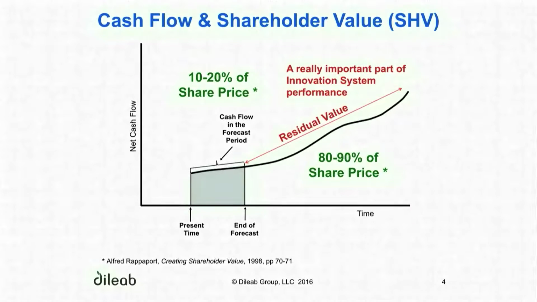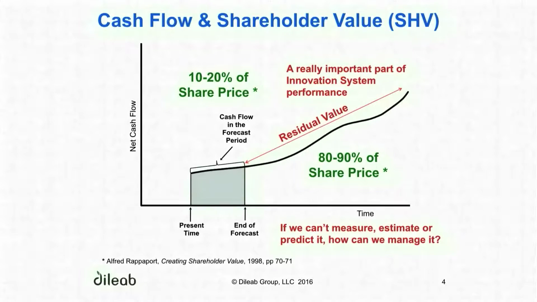An overwhelming portion of the current value of a share of stock will be due to the present value of cash flow that occurs beyond the firm's forecast. By definition, though, residual value is determined by the firm's performance beyond the forecast period. This implies that we can't predict it, estimate it, or measure it at all. So how can we manage it?